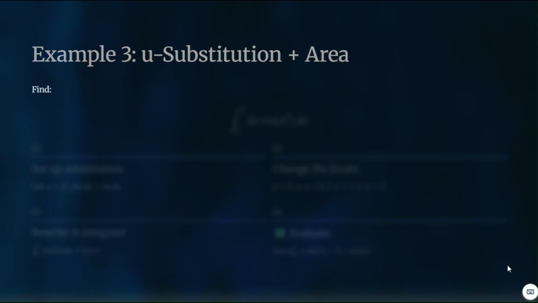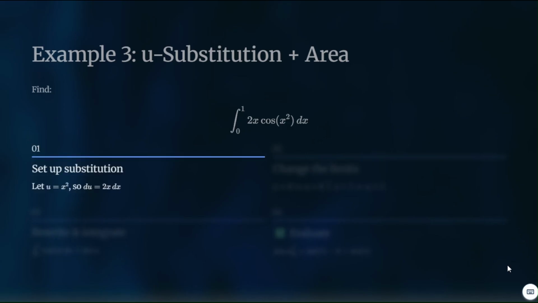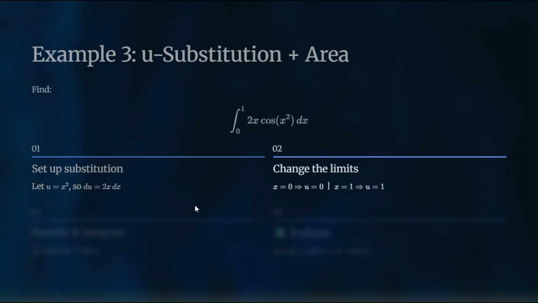In this next example, we want to find the integral from 0 to 1 of 2x cosine x squared dx. This is one example where we'll need to use u-substitution. If we let u be x squared, du will be the derivative of u, which will be 2x dx. Now before we can substitute, we also need to change the limits of integration, because these limits from 0 to 1 correspond to x values.